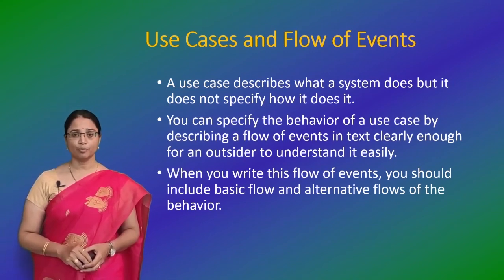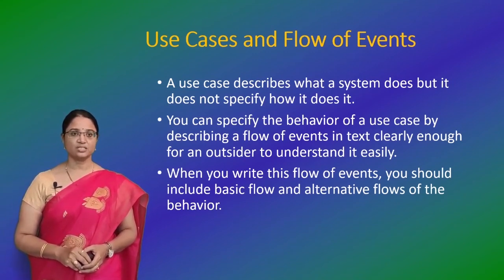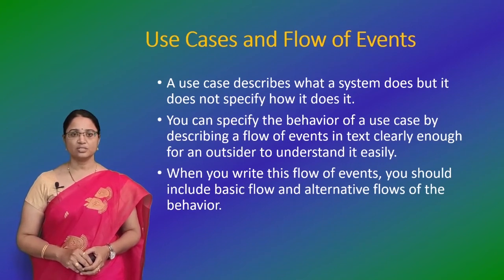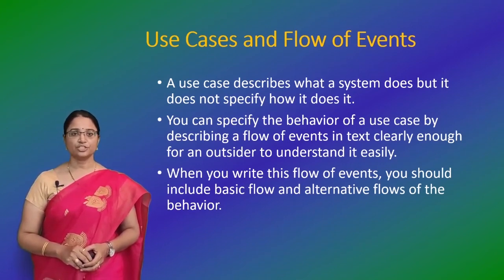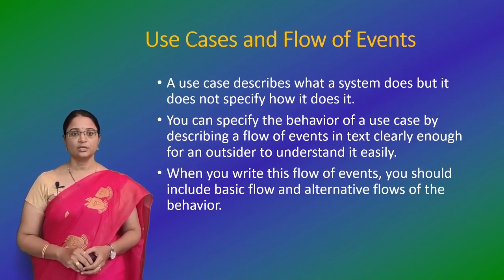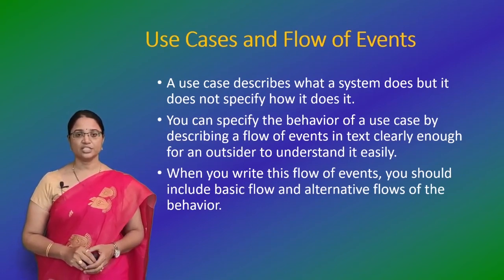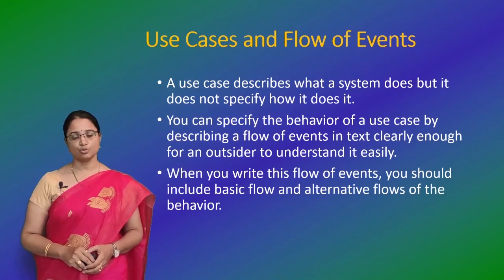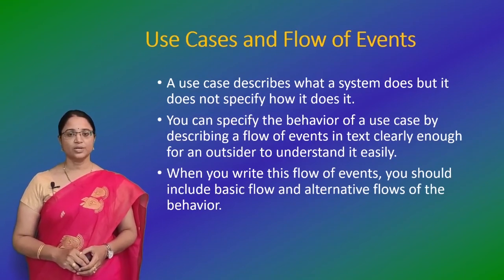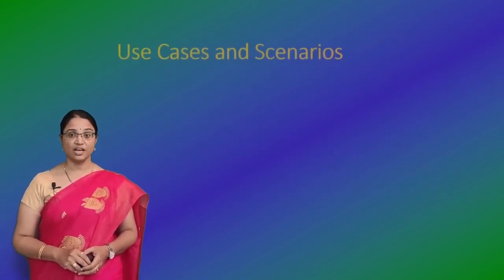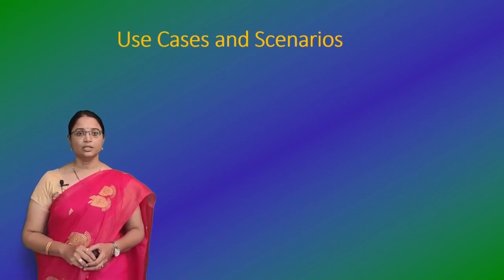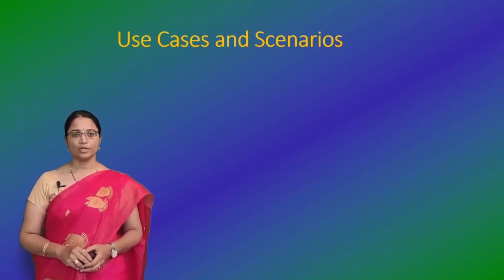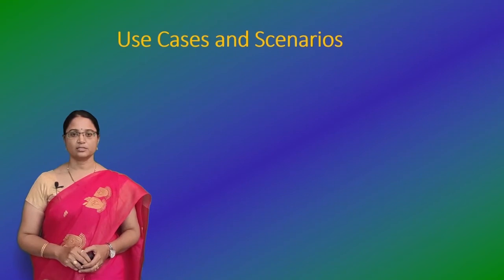Coming to one of the important points we need to discuss in use cases: you can specify a use case's flow of events in a number of ways, including informal structured text, formal structured text with preconditions, post-conditions, state machines, activity diagrams, and pseudocode also. Next one is coming to use cases and scenarios. Typically, you will first describe the flow of events for a use case in text.